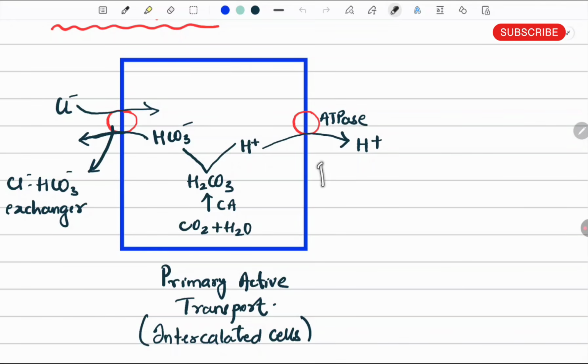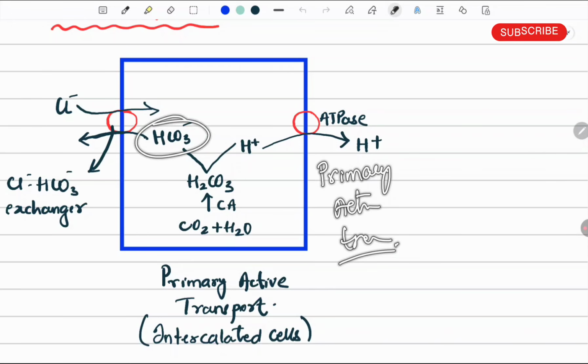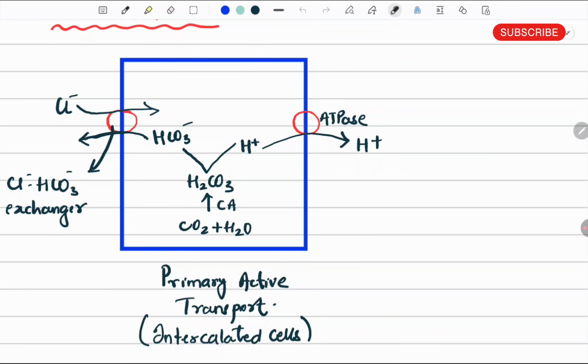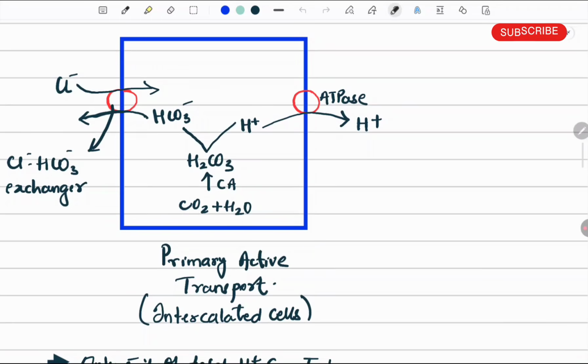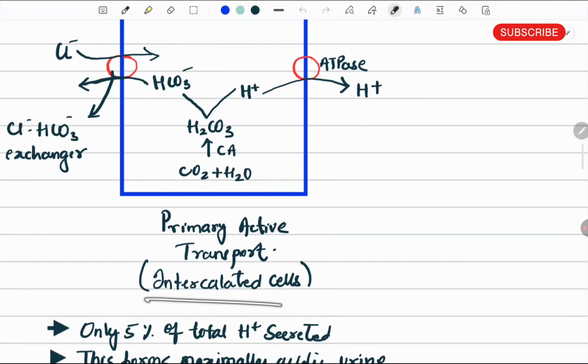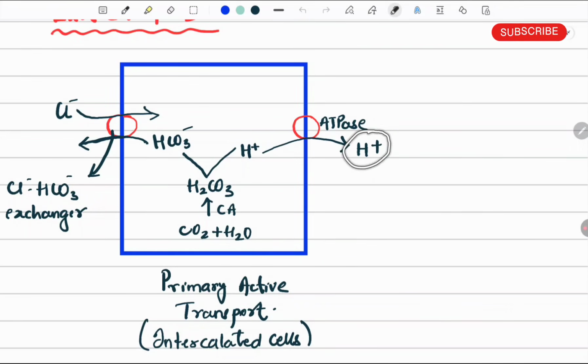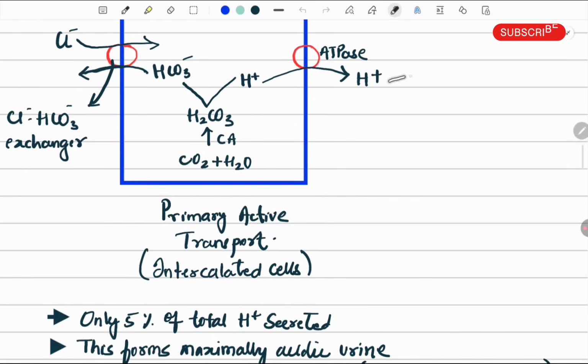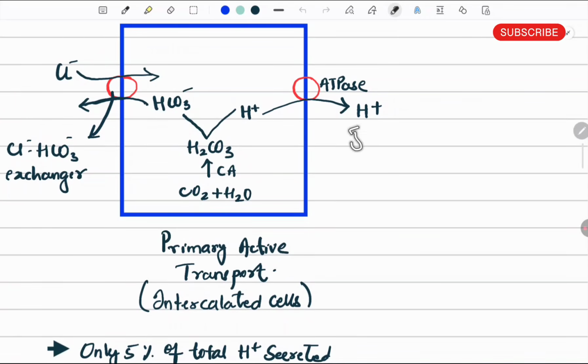So it is an example of what is called primary active transport, and whatever bicarbonate is produced is reabsorbed back here with the help of the chloride-bicarbonate exchanger. It's very important to remember these names. The cells which specialize in such secretions are present in the collecting ducts. These are called the intercalated cells. Now remember, the hydrogen ion secreted by this method, the primary active transport in the later part of the distal tubule and the collecting ducts, constitutes only 5% of the total H+ secreted. But this 5% is going to maximally reduce the pH of the urine.